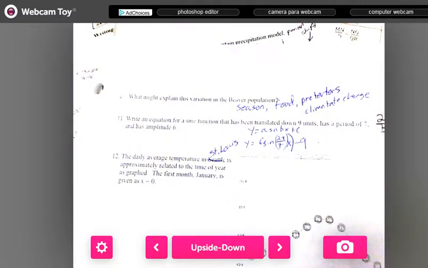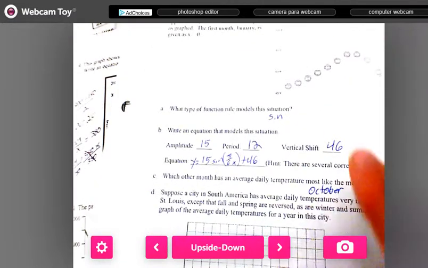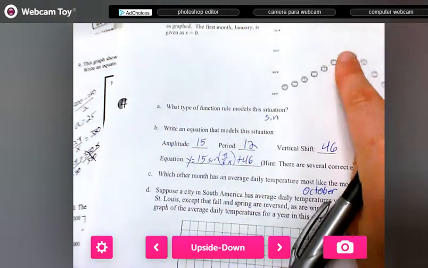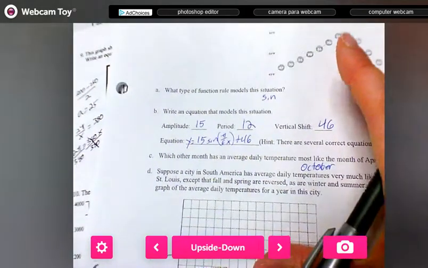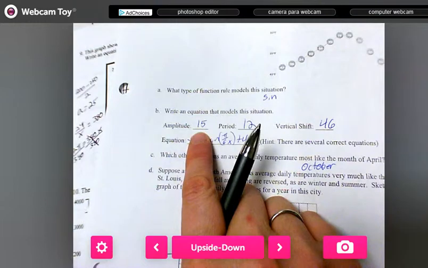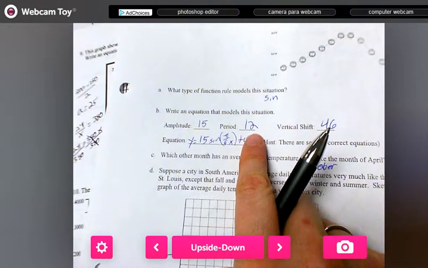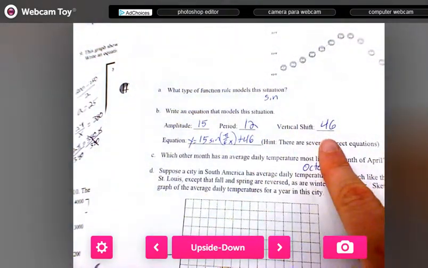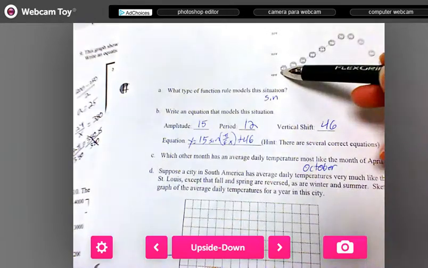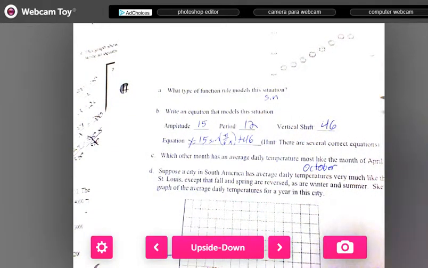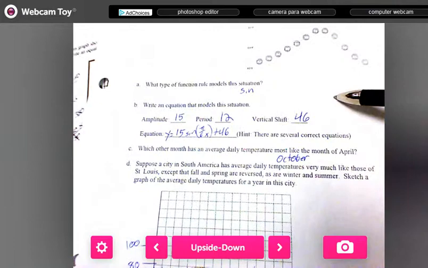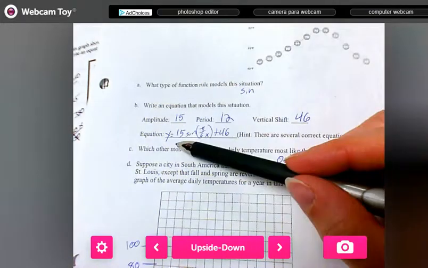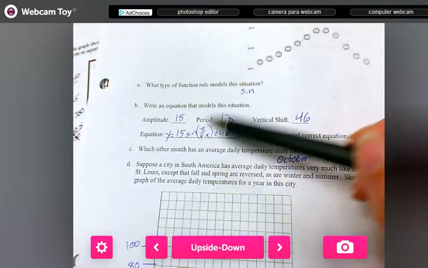Okay? Number 12, it is a sine function because it doesn't start at the highest point. The amplitude I got was 15. The period was 12 months. Vertical shift, the lowest point up here I got was 46. If you put 47, I would have counted that too. So I get y equals 15 sine pi over 6x plus 46.